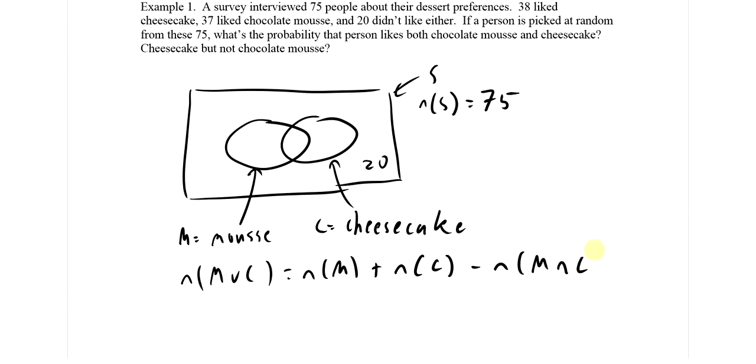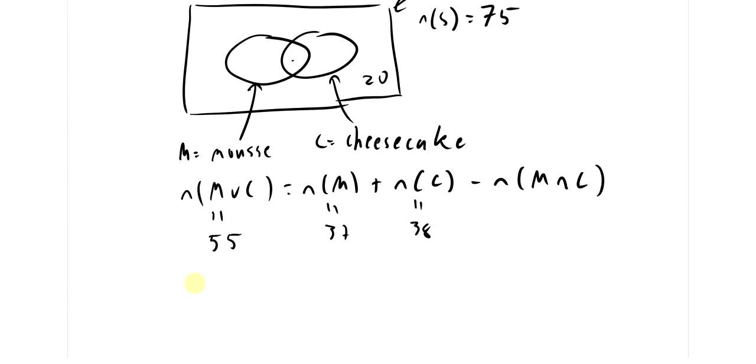M intersection C. Okay, so what do we know about all these? Well, we know this is 55, right? Because there's 75 people total, there's 20 who are not in either circle, so the number of people in M union C must be 55, 75 minus 20. We know N of M, 37 like chocolate mousse. We know N of C, 38 like cheesecake. And so that allows us to solve for the number of people who like both.